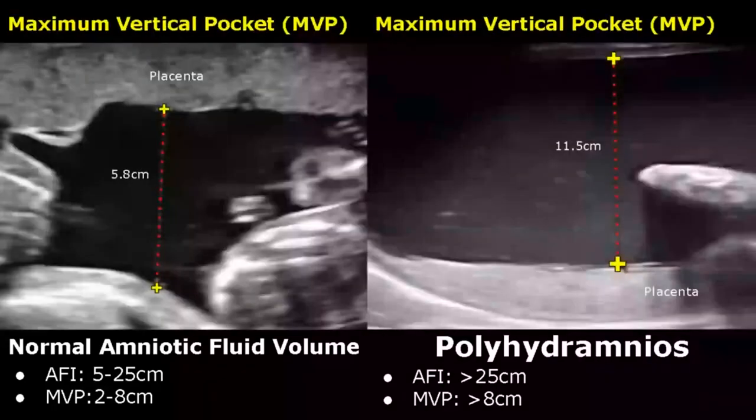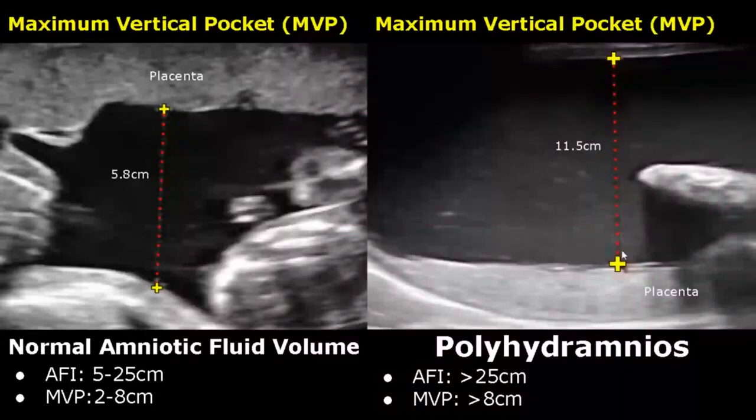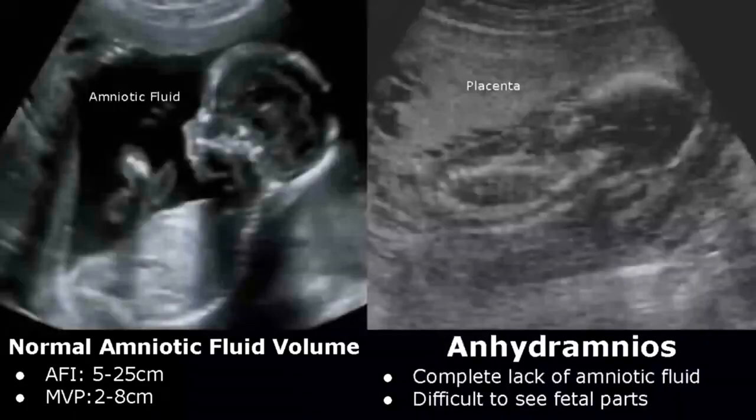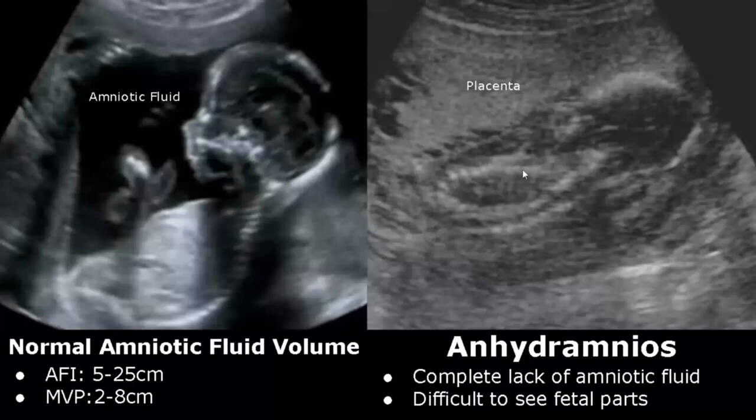By using the maximum vertical pocket method, this fluid pocket is 11.5 centimeters. So it is polyhydramnios because it is more than 8 centimeters. In anhydramnios, there is complete lack of amniotic fluid. The placenta is stuck to the fetus and we cannot see fetal parts properly. No amniotic fluid is found.